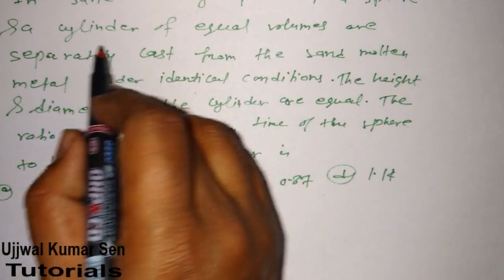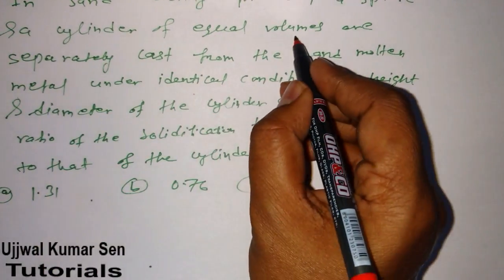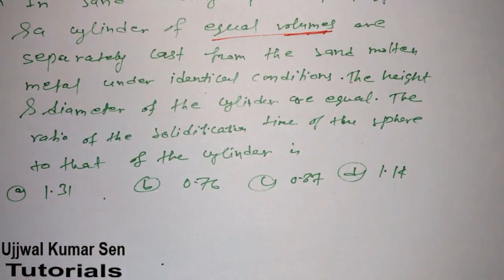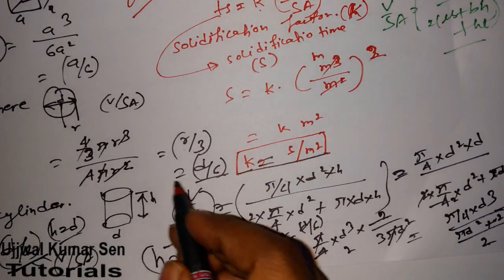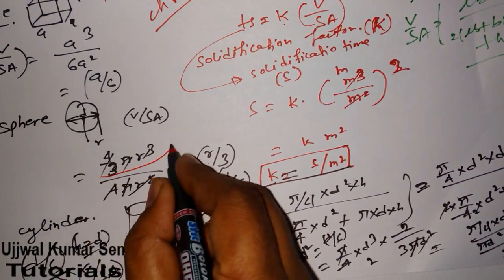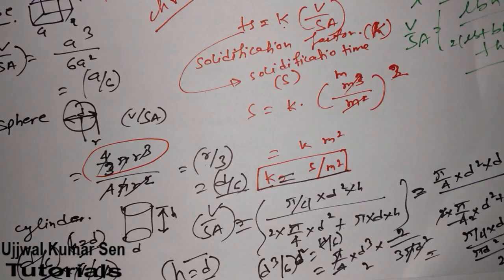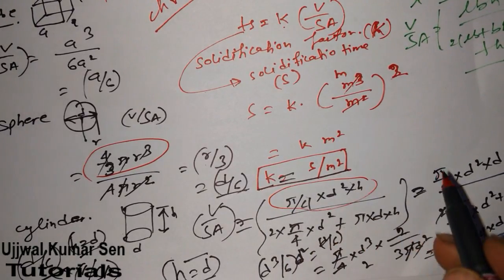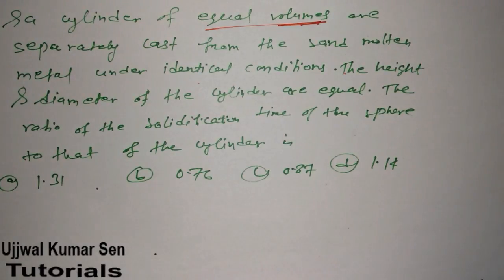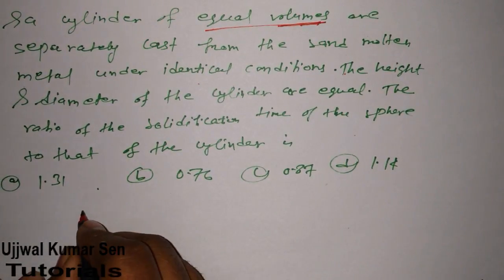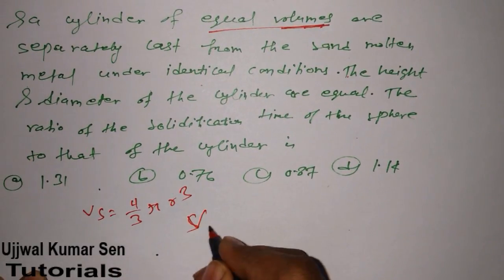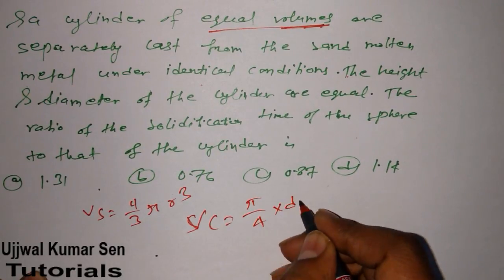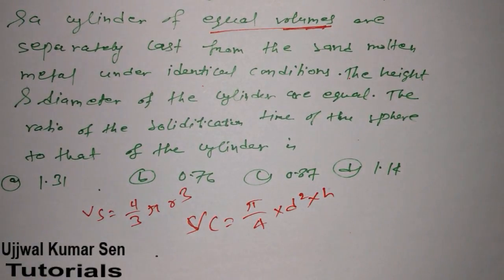In the sand casting process, a sphere and a cylinder of equal volumes. So both the volumes are equal. Now, what I have shared with you right now is only volume. If volumes are equal, what is the formula for volume of the sphere? 4 by 3 pi r cube. What is the formula for volume of the cylinder? Pi by 4 d square h. So we should write here: volume of sphere 4 by 3 pi r cube, volume of cylinder pi by 4 d square into h. These two formulas we require to solve the problem. That's why I have shared all formulas.